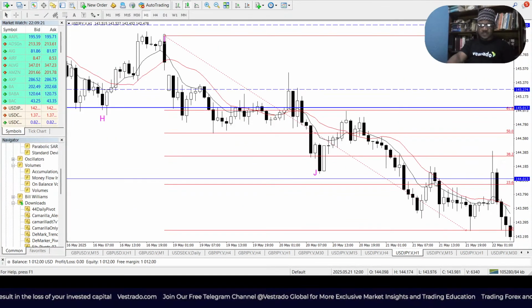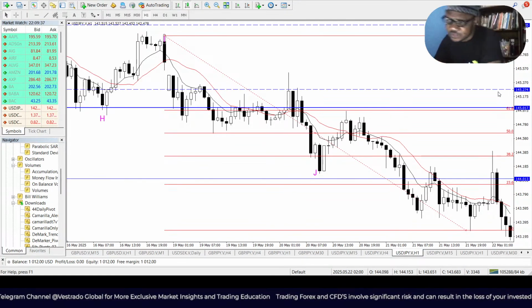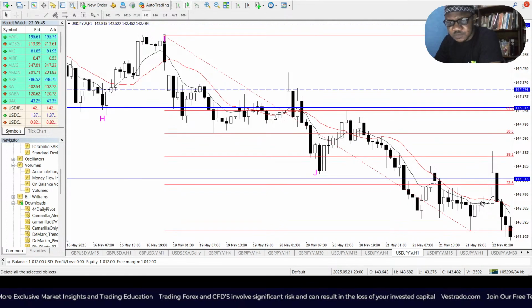Look at how effective the Fibonacci is. Reversed a bit, went back up. When it touched the 38.2% mark here again, reversed, and it's still going down. This is USD JPY, 1 hour chart. You see how effective the Fibonacci is. I can't emphasize it well enough. I think this is what we need to do today on Fibonacci.